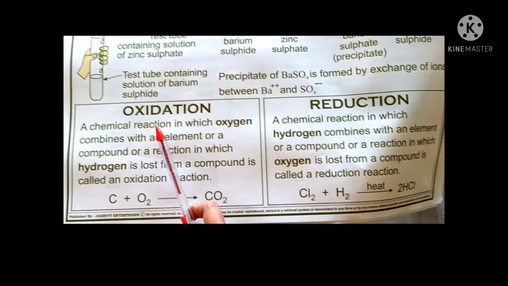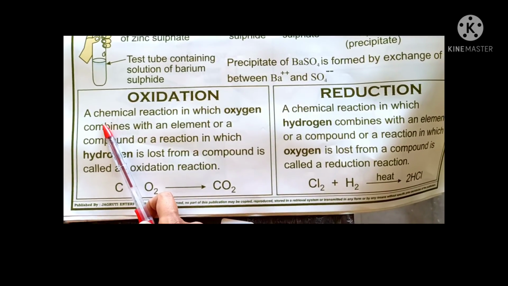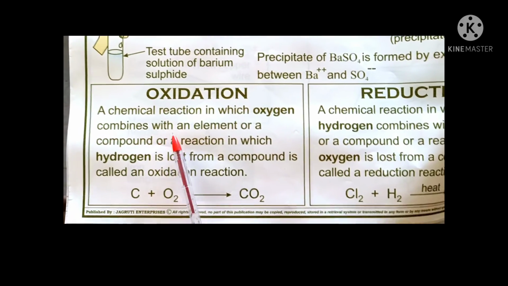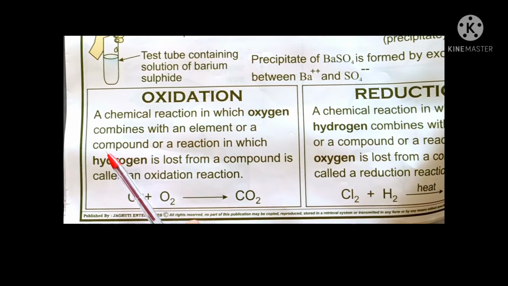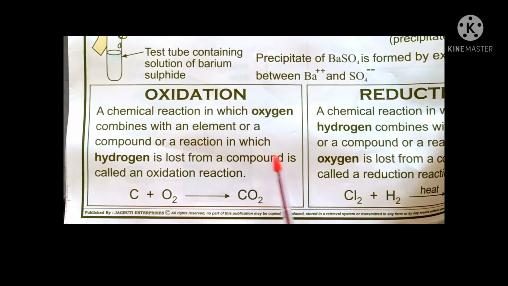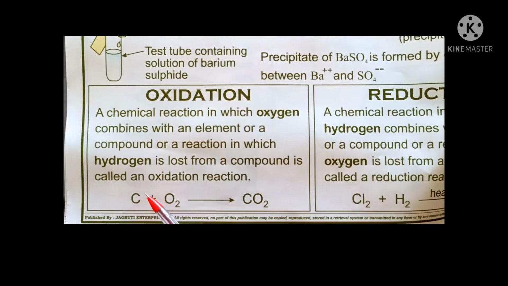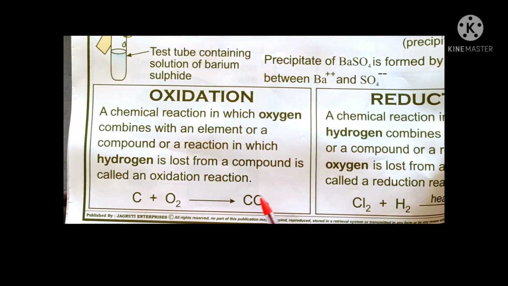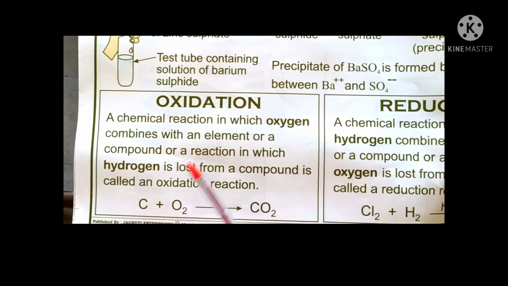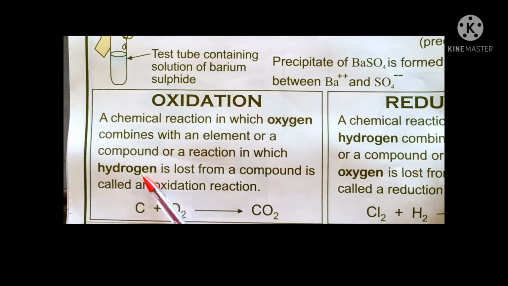Now students, let's see the difference between oxidation and reduction reaction. What is an oxidation reaction? A chemical reaction in which oxygen combines with an element or a compound, or a reaction in which hydrogen is lost from a compound, is called an oxidation reaction. For example, carbon when it reacts with oxygen gas forms carbon dioxide, or if carbon is burned, then carbon dioxide is formed. In short, an oxidation reaction is a combination of oxygen and release of hydrogen.